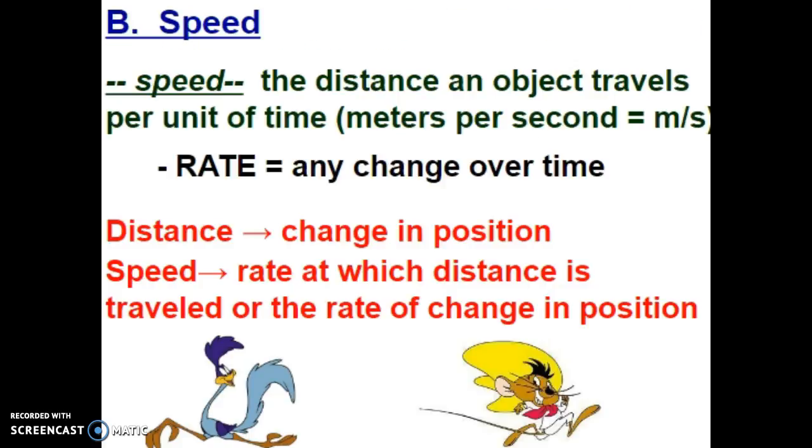Since we're talking about motion, we're going to need to talk about speed. If things are moving in time, they will have a certain speed. Speed is the distance an object travels per unit of time. For our purposes here in class, we will be measuring most things in either meters per second or centimeters per second. Remember, a rate is any change over time. So distance is the change in position, and the speed is the rate at which that distance is traveled, or the rate of change in position.